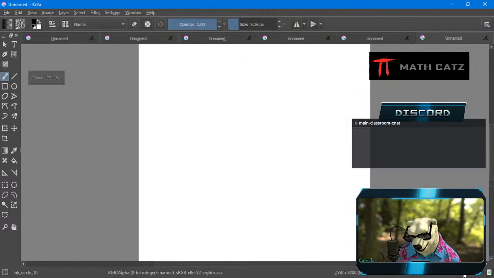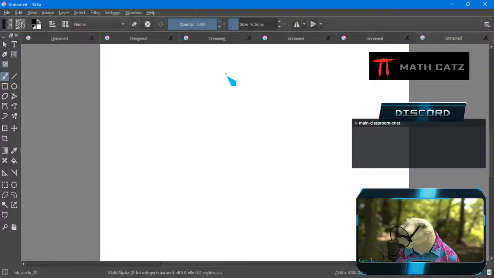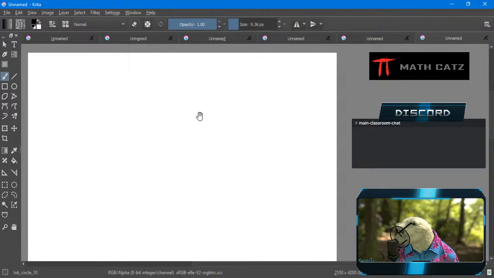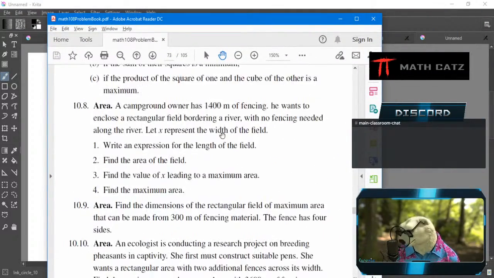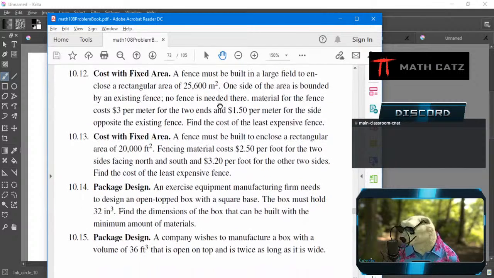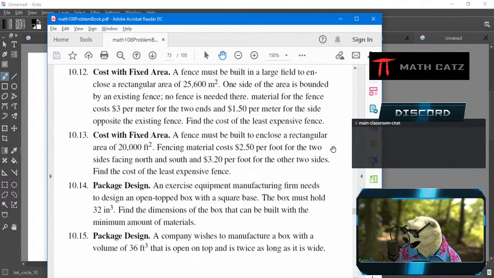Next up, let's see a slightly different kind of situation. Which number do I want? I want 10.12. All right. A fence must be built in a large field to enclose a rectangular area of that much.